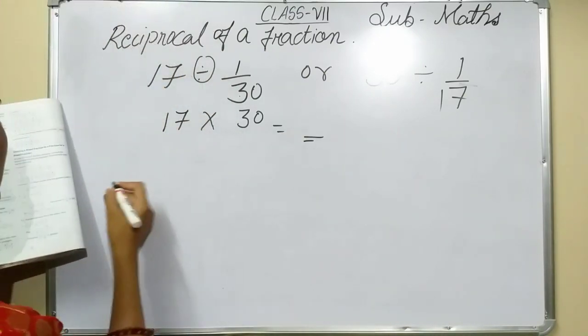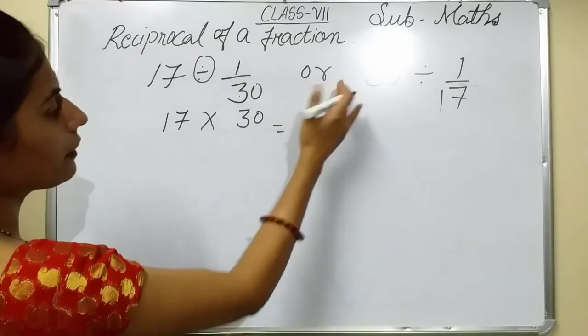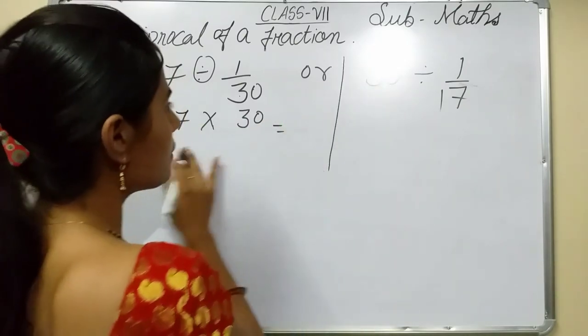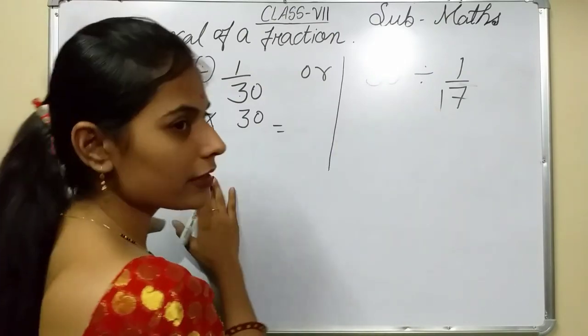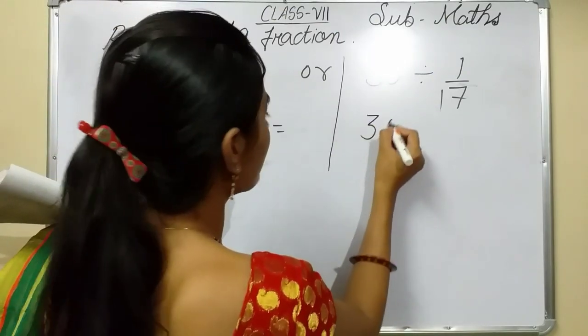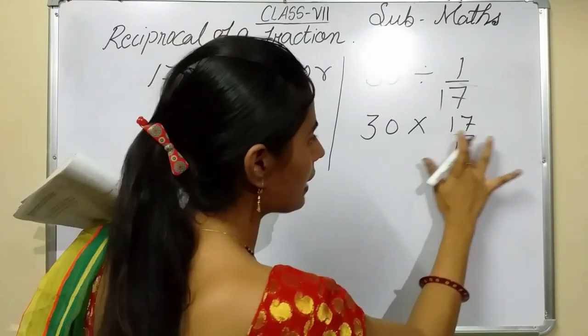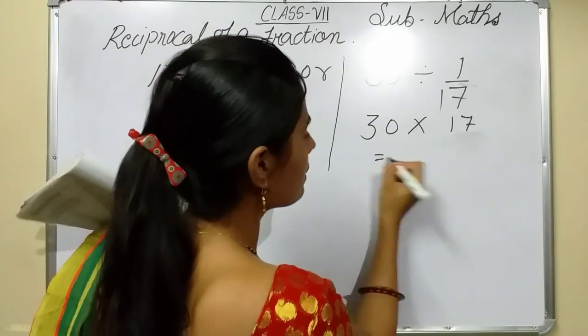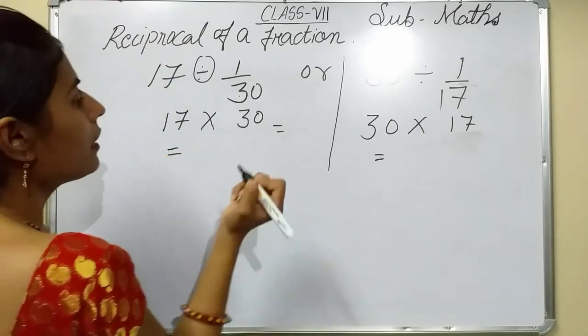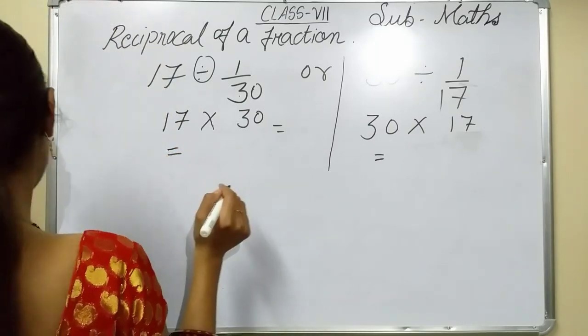Now see both the expressions. Both the questions are the same, they have just interchanged the values. 30 multiplied by 17/1, that 1 doesn't mean anything. So if you multiply this, there also you will get the same answer.